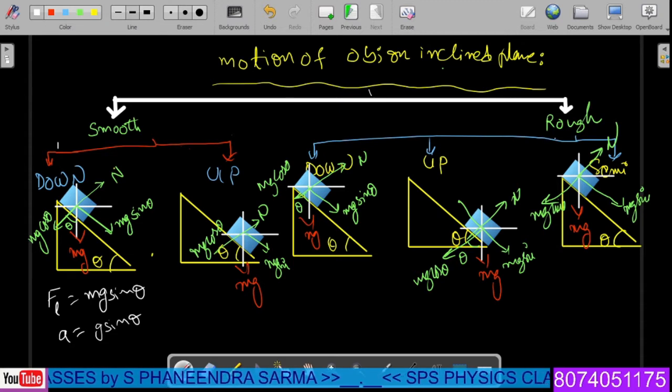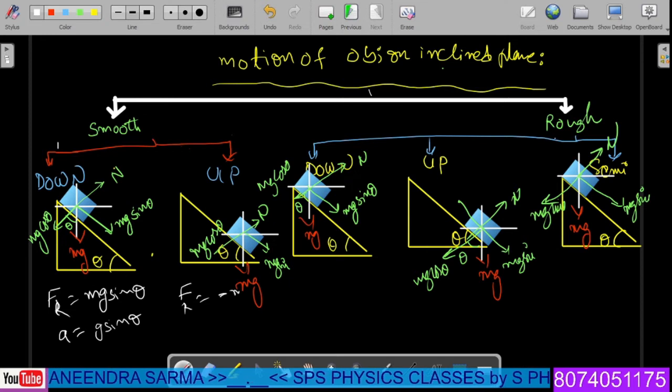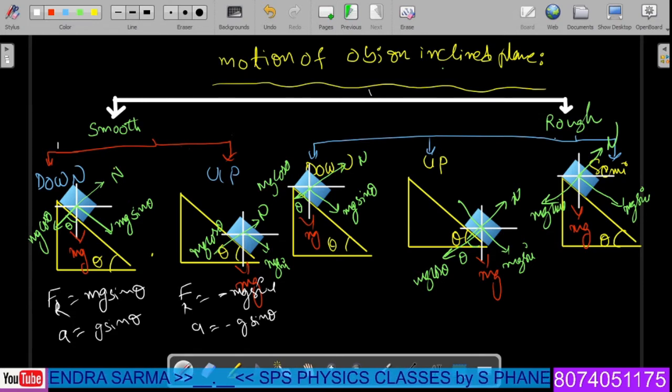Next, let us consider the upward direction. In the upward direction, the block is going upward, and in the downward direction we have mg sin theta. It is going against gravity, therefore along the inclined length the net value, you can take it as F_R or F_L, no problem, is given by minus mg sin theta, whereas the acceleration is equal to minus g sin theta in this particular case.